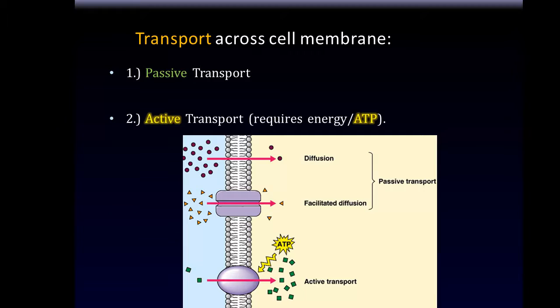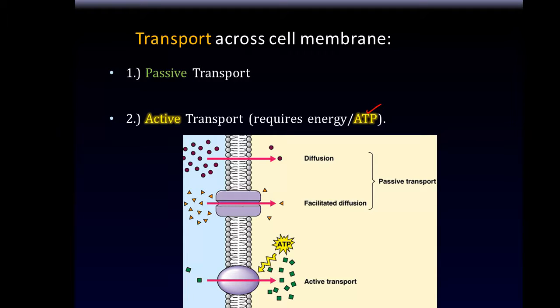One type of transport is called passive transport. And when I say move across the cell membrane, either from outside in or inside out, they're very similar processes. So one is called passive transport. The other one is called active transport. The term active implies that it requires energy in the form of ATP. ATP is the most common stored form of energy in the cell, as we have previously mentioned.